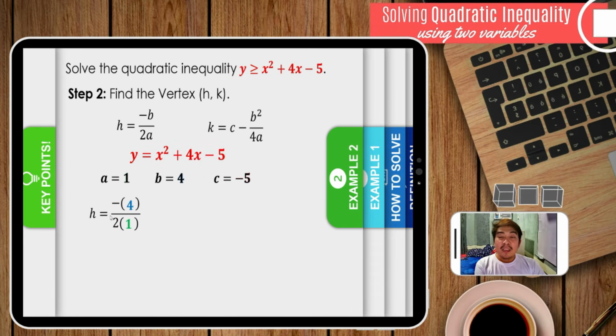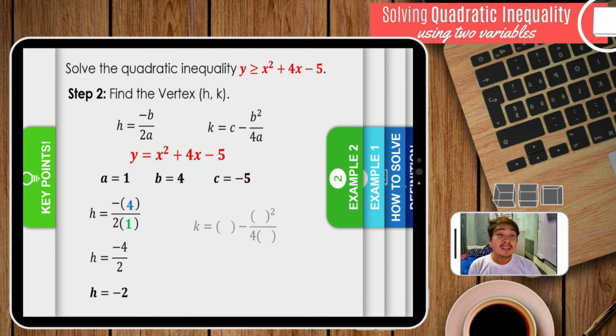So we now have h is equal to negative 4 over 2 times 1. 2 times 1 is simply 2. Negative times positive 4, that will be negative 4. And if we are going to simplify this one, the result will be negative 2. So next, meron na tayong value ni h. Ang kasunod naman kukuhain ay yung value ni k.